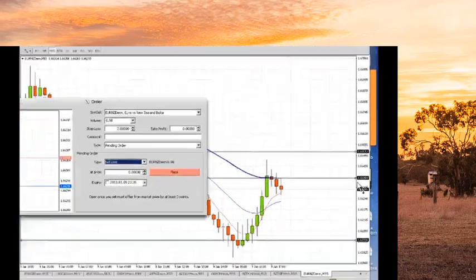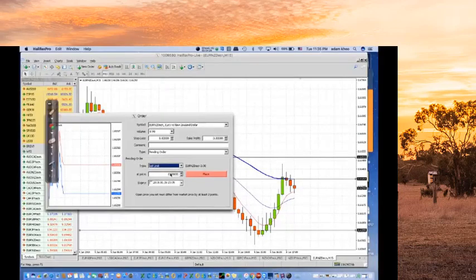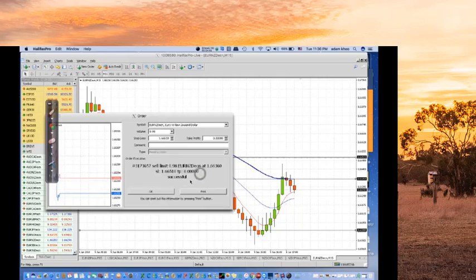I'm going to sell it at 1.6636. Stop loss 6651. I'm just going to place the order first, and then I'll place my profit target. There we go.